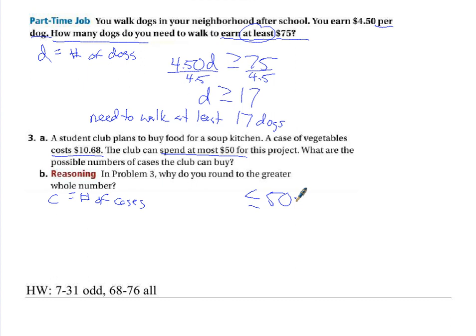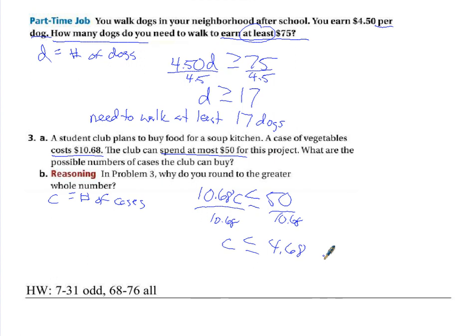All right, so I have a variable of C. What is on the left side? $10.68 per case. Okay, so now we solve, which means we're going to divide, and we get C is less than or equal to 4.68 cases.